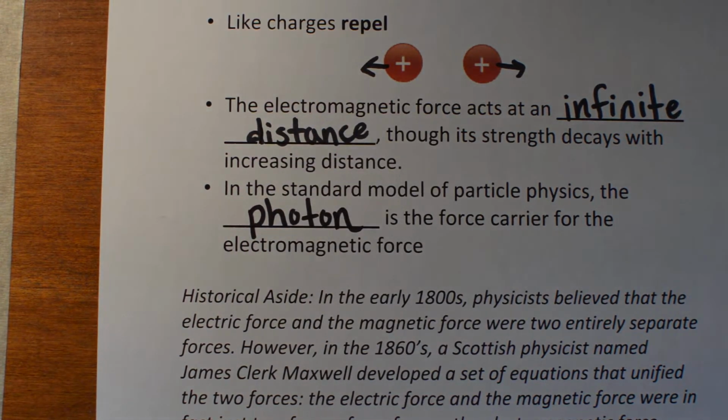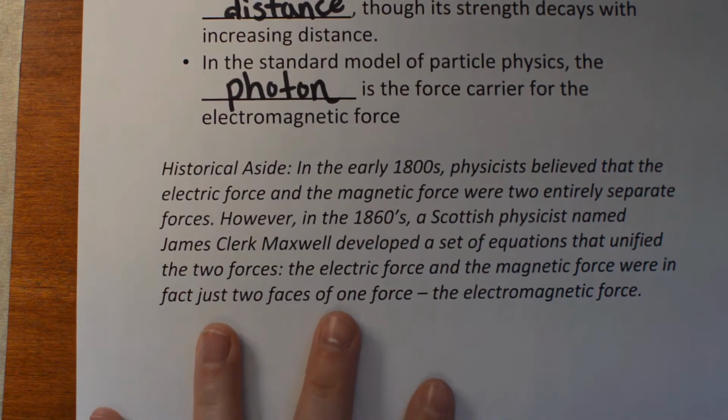That should come as no surprise, because the photon is a particle of light, right? And light is an electromagnetic wave. So when we talk about light, we can talk about it through a particle model, talking about photons. We can also talk about it through a wave model, talking about electromagnetic waves. Of course, in real life, it's actually both.